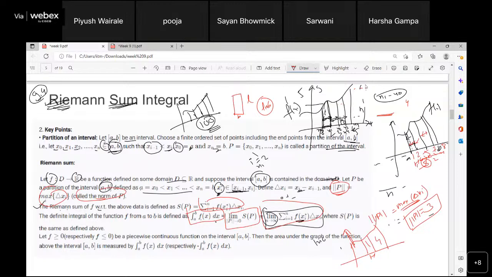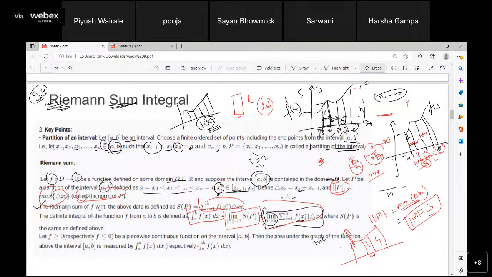Suppose I have 3 by n, and I have 2 by n also. If n is tending to infinity, this term tends to 0, so ultimately all the values which are less than 3 will also tend to 0, right? Yes, sir. So if the maximum is tending to 0, all the minimum values also tend to 0. So we are reducing the interval, and this is what the norm of p is.